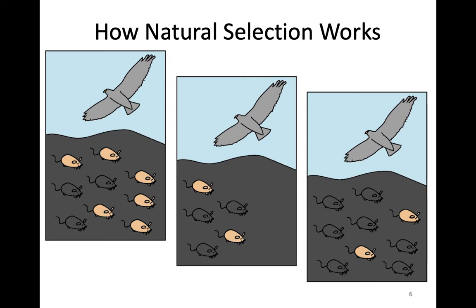And it's because this characteristic that had a survival advantage was passed down. The black fur was passed down from parents to offspring because the parents were the ones that survived. They didn't get eaten.